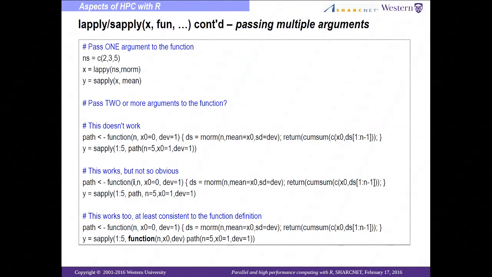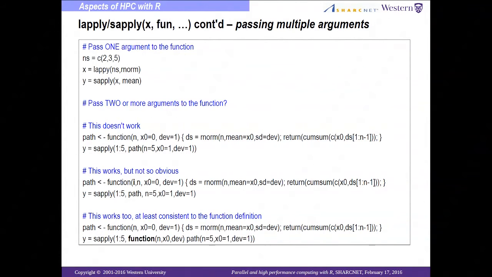The second way works, but not so obvious. Again, the same function I define. In the call to sapply, I put the function name path and a comma, and then I put the three arguments as separate arguments in the sapply call. This doesn't look obvious, but it works.